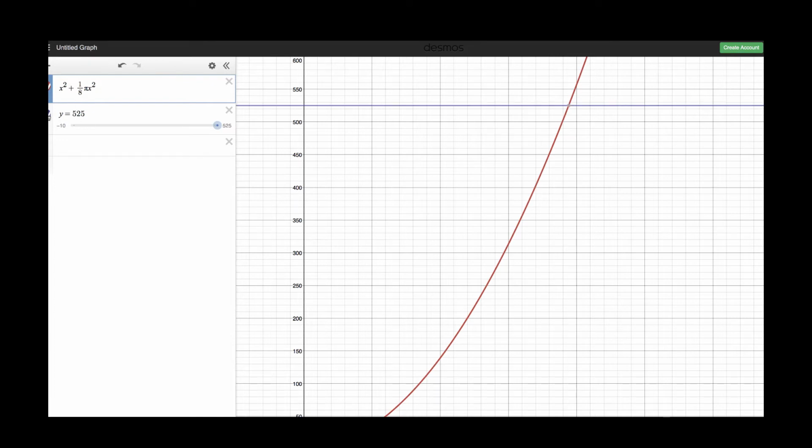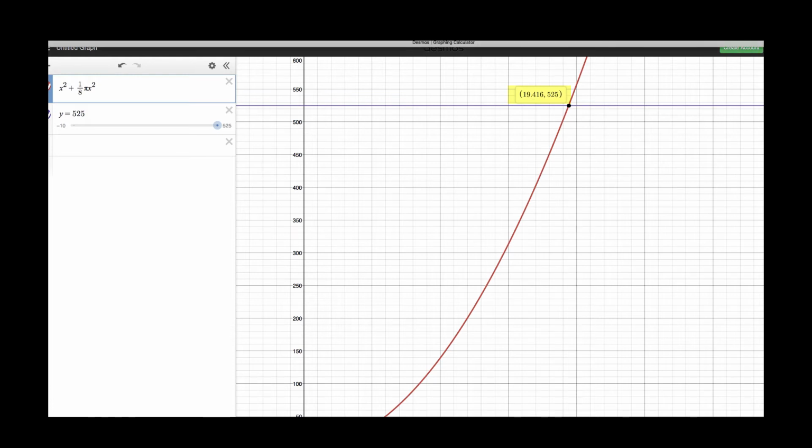So I can graph y equals 525, and you can do this all in your calculators as well, and then find that intersection point. And that intersection point, as expected, has a y value of 525, but here's our 19.4, excuse me, that we got when we did just the calculation by hand. So again, either way, the algebraic method or the graphical method works fine for this problem.